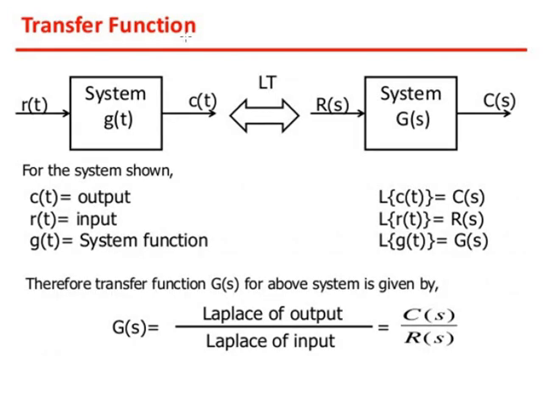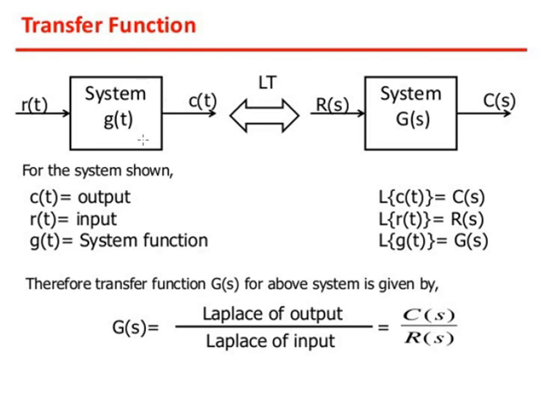Now, this is a simple block diagram for the control system. This is the system, small g of t, because this is a time domain system. That's why we have taken t for time. So g of t means process or system, r of t means input, c of t means output, and g of t means system function. So this is a time domain system.